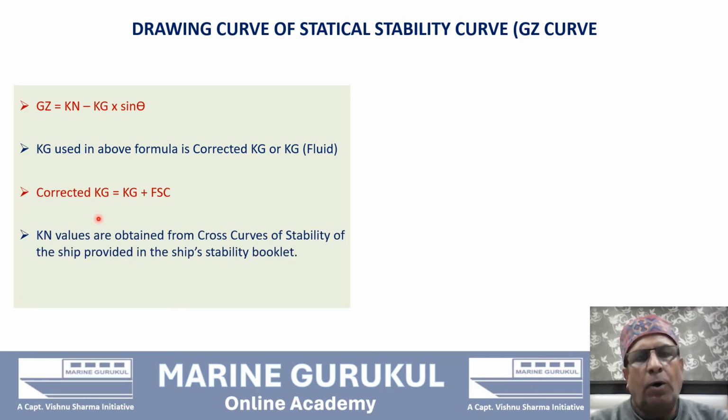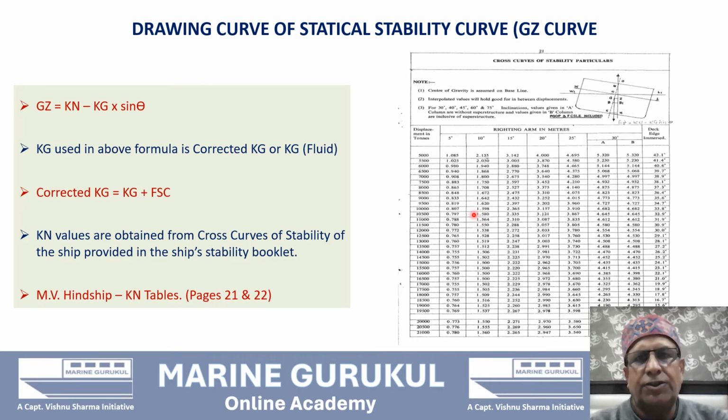Kn values are obtained from the cross curves of stability of the ship, and they are provided in the ship stability booklet. Kn tables for MV Hinge ship are provided on pages 21 and 22 of the booklet, and the page looks somewhat like this. You need to enter these tables with displacement in the first column. You have the angle of heel on top here, and then you obtain the value of the Kn against the displacement at different angles of heel, and then obtain the GZ. And once GZ values are obtained, then we are good to draw the GZ curve.